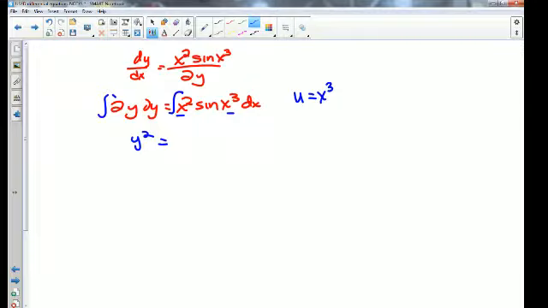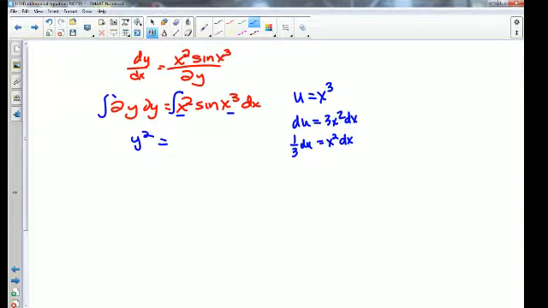U is x cubed. Why do I choose that? Because of the highest exponent. Also, you can derive x cubed into x squared; the derivative of x cubed is 3x squared. Both are very good reasons to pick x cubed. So it's 1/3, because there's no 3 in here.